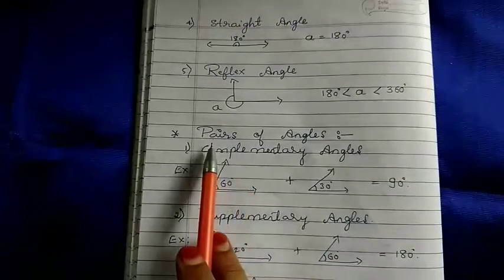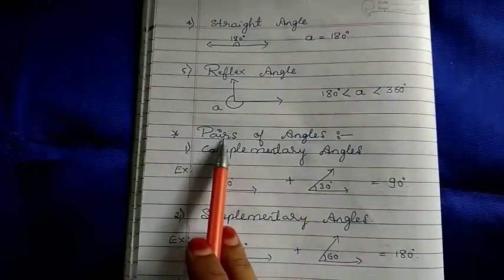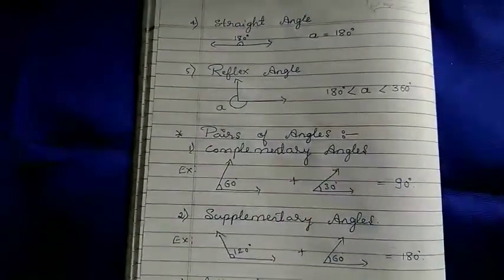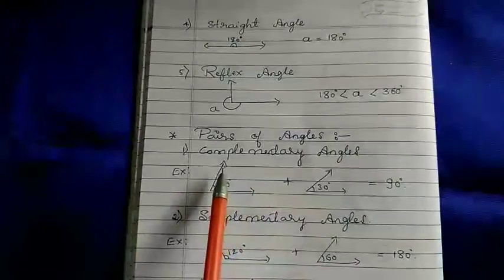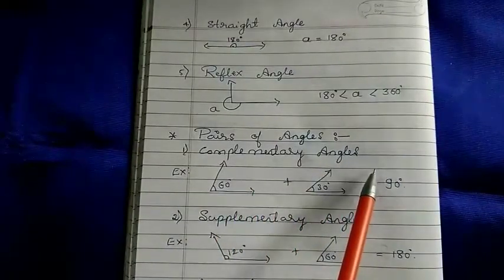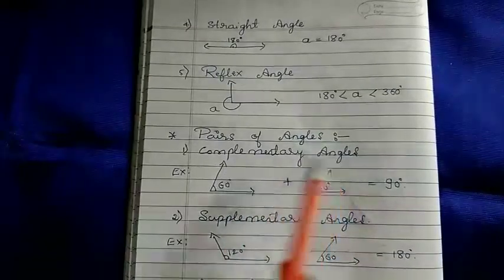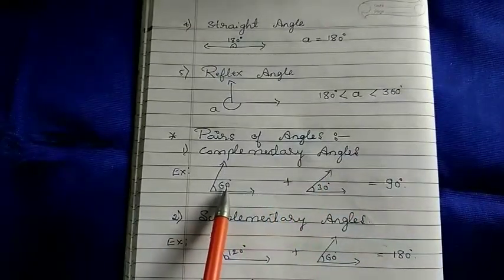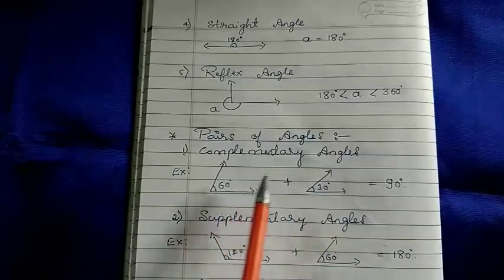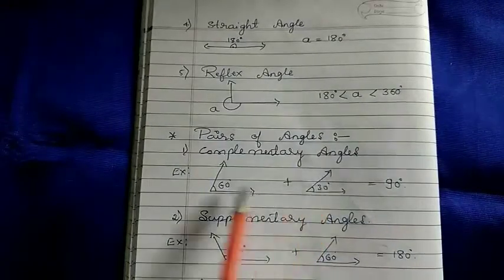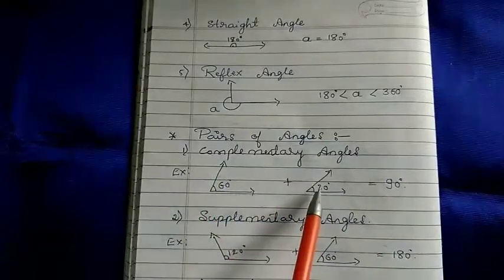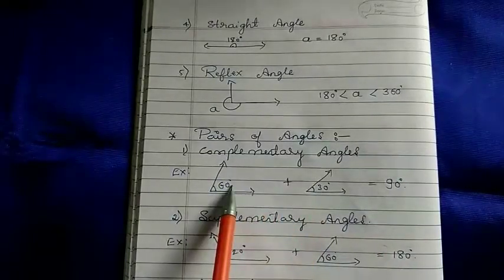Now let us study pairs of angles. Two angles whose sum is 90 degree are called complementary angles. Example, here two angles are there, one is 60 degree and another is 30 degree, whose sum is 90 degree. So this pair of angles is called complementary angles.